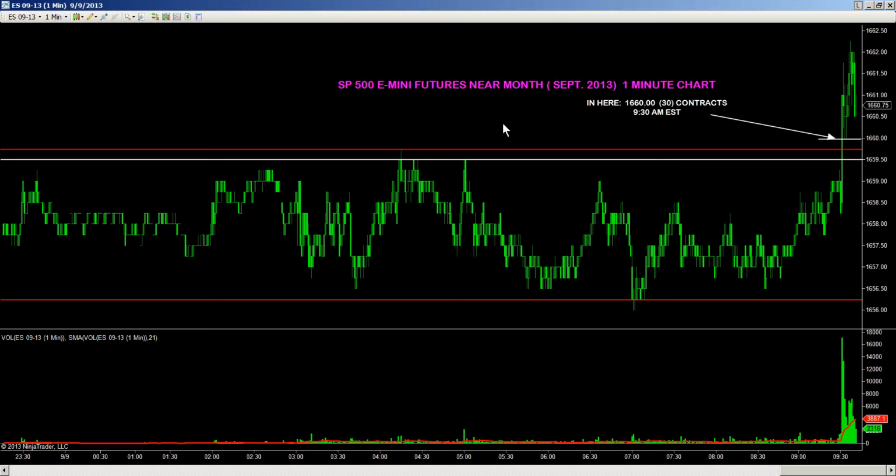Where the initial thrust was strong and getting through the resistance level at 1659.50 and 1660, being the end after a quarter point above 1659.50, 1659.75, 1660.50 was the fill. Prices should continue to trade up as we have a short-term settling down right after the markets open.